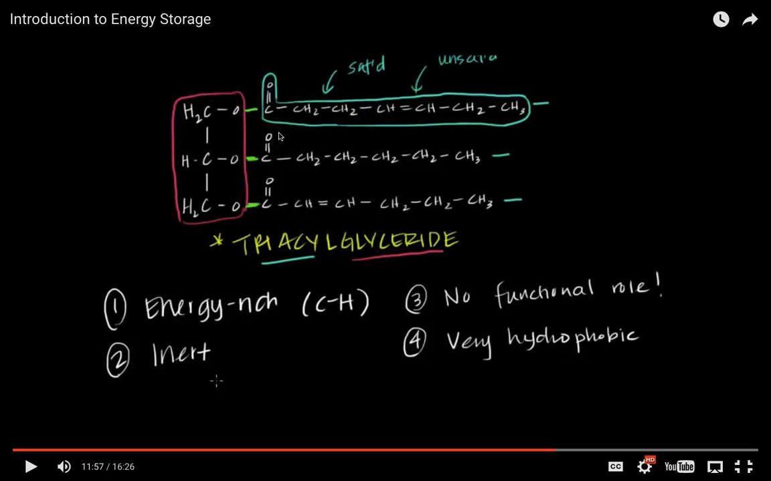Okay, there are cells called adipocytes, so they are cells just for adipose tissue to store fat, all right? And they basically have a vesicle that stores these molecules, and they don't carry any water, okay?